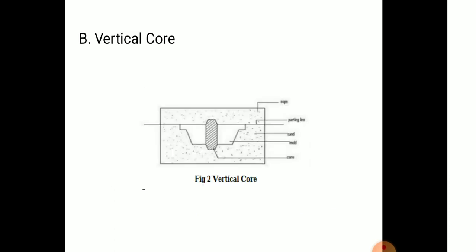Next is the vertical core. In the figure, first the upper part is the cope, then the parting line, then sand, then mold, and then the core. The vertical core is placed in a vertical position in both the cope and drag halves of the mold. The amount of taper on the top is greater than that on the bottom. It rests on the seat made at the bottom of the mold by the core print and is further supported by a similar seat made in the cope. This is the vertical core.